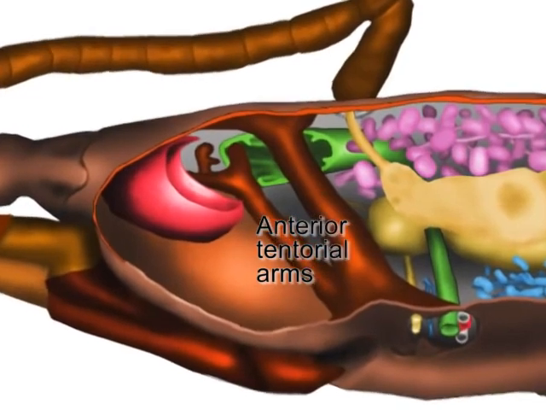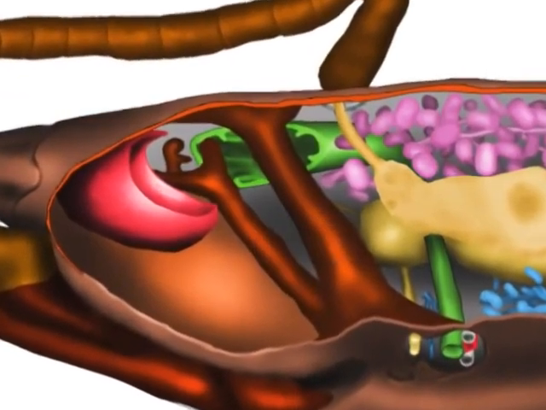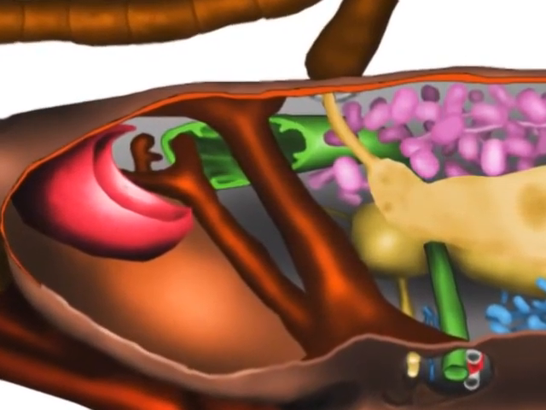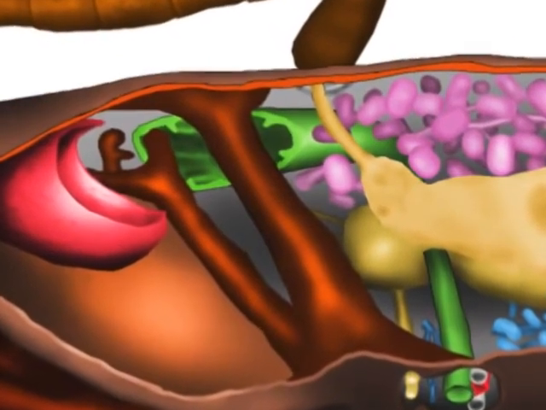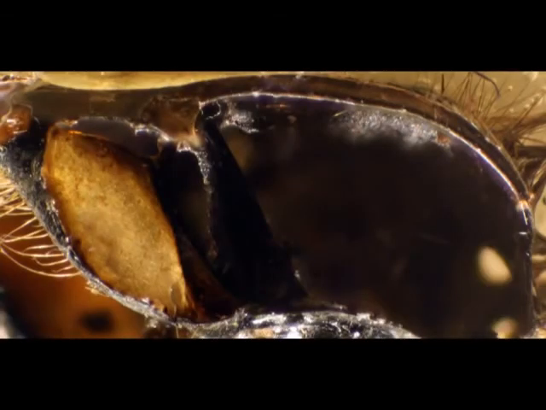The main internal structural components of the head are the anterior tentorial arms. These 2 bridges of cuticle run upwards and backwards from a position below the antennal openings at the front to just below the occipital foramen at the back. These structures provide attachment for many of the muscles controlling the antennae and the mouth parts, and also help to maintain the structure of the head.